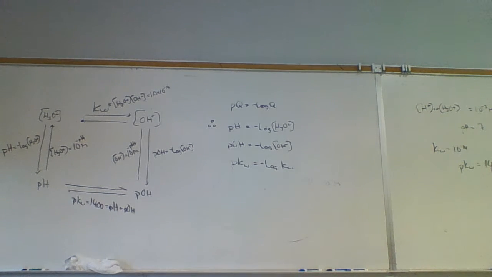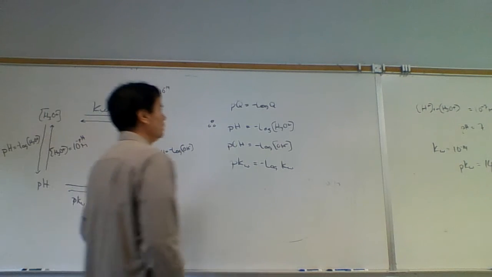pH is often used to tell you if a solution is acidic, basic, or neutral. If we have a pH of 7, that's neutral. It's acidic if the pH is less than 7. It's basic if the pH is greater than 7. This is the diagram, the pH loop. I just drew it a little bit differently.